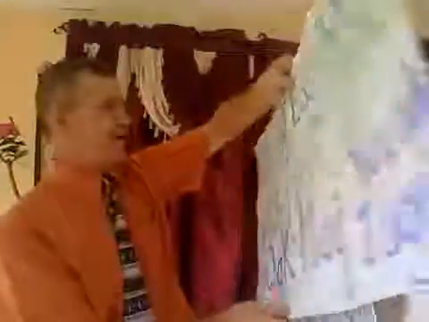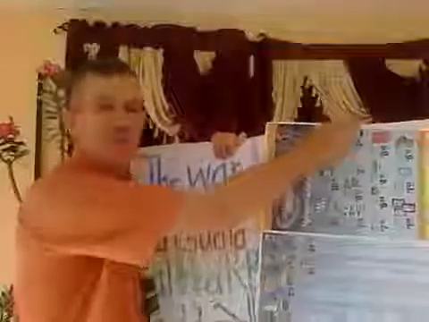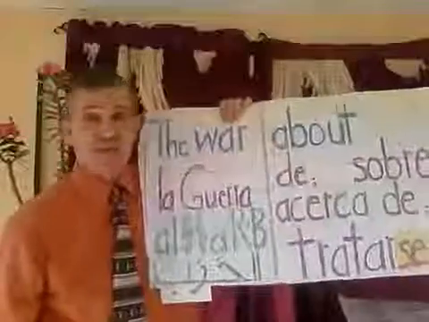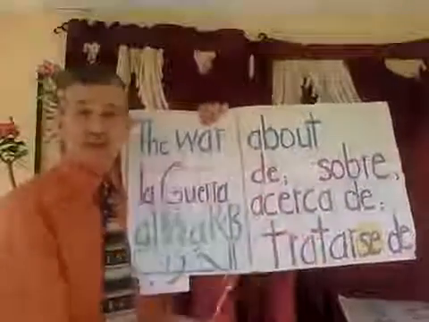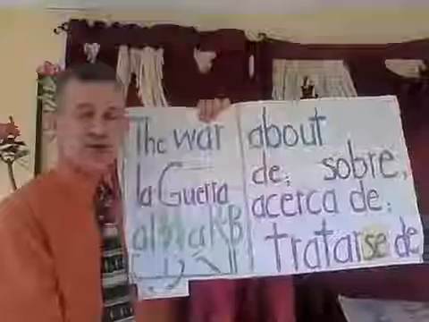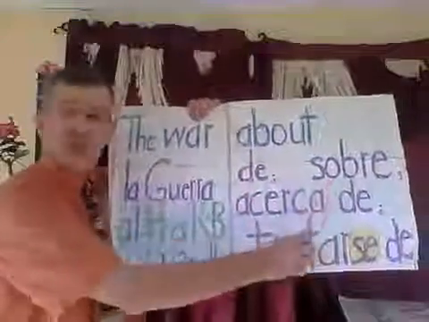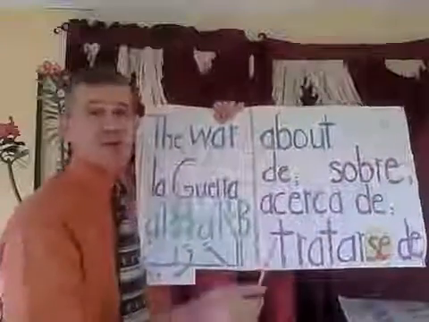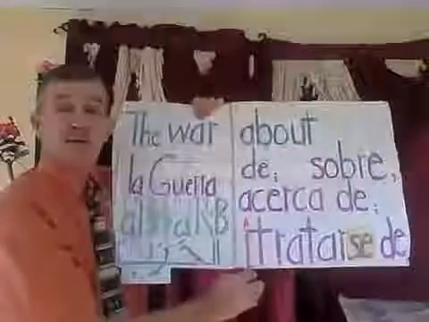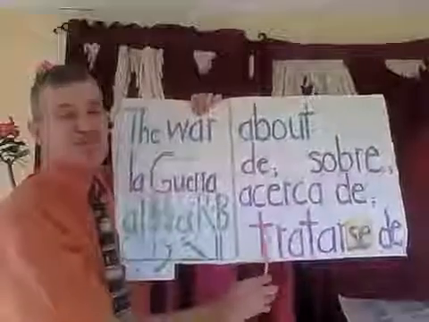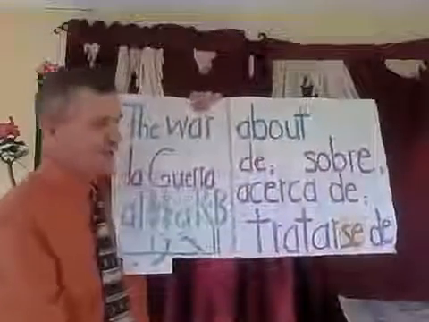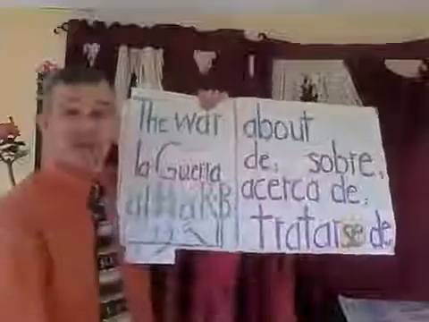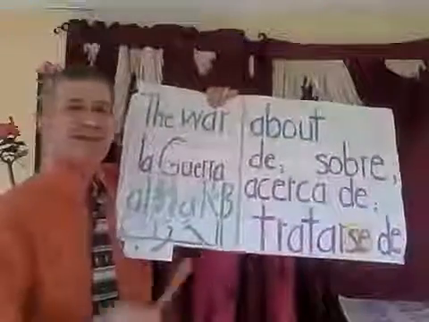Now let's look at the word about, vocabulary. About, in Spanish, in spoken Spanish, we'll just say de. Hablamos de ayer, we were talking about yesterday. But in written Spanish, in formal Spanish, you'll see sobre, hablamos sobre ayer, we talked about yesterday. Or acerca de, hablamos acerca de ayer, we talked about yesterday. And when we're talking about a book or a movie, we have to say tratarse de. ¿De qué se trata? What's it about? ¿De qué se trata el libro?